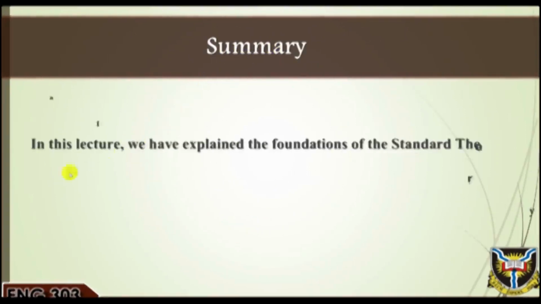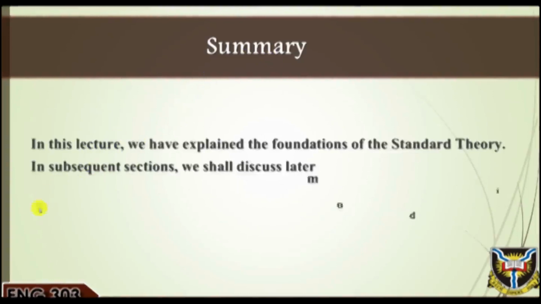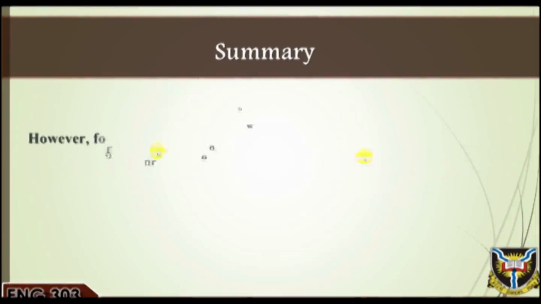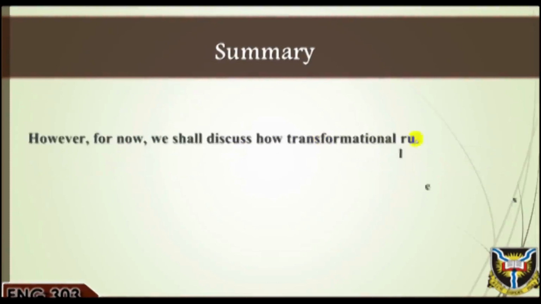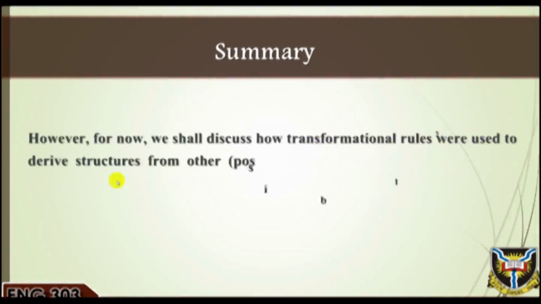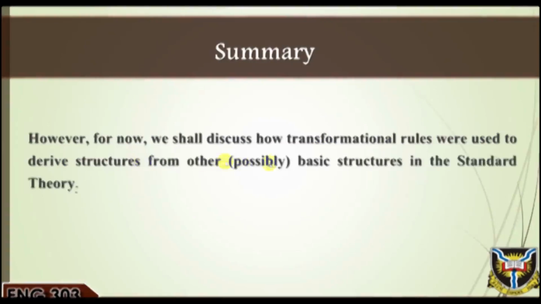Summary. In this lecture, we have explained the foundations of the standard theory. In subsequent sections, we shall discuss later modifications of the theory. However, for now, we shall discuss how transformational rules were used to derive structures from other, possibly basic structures in the standard theory.